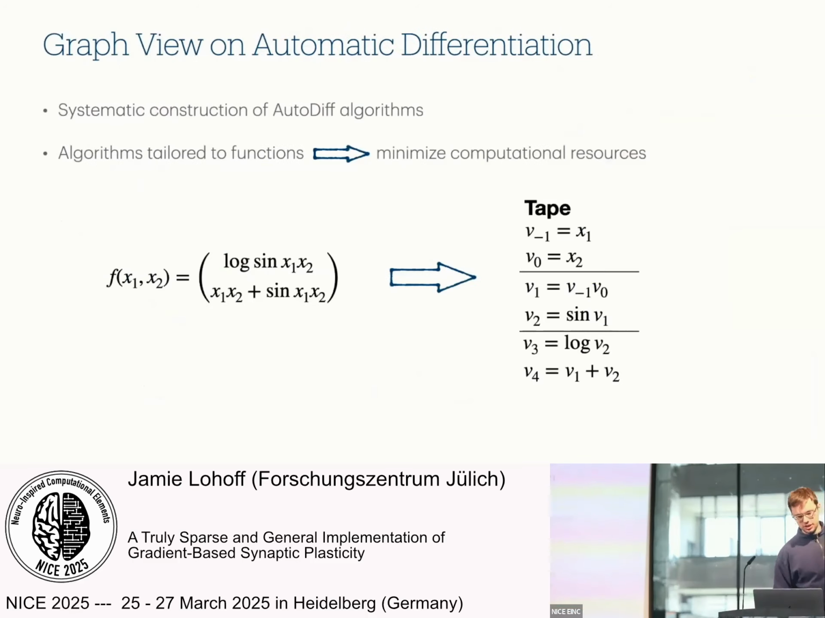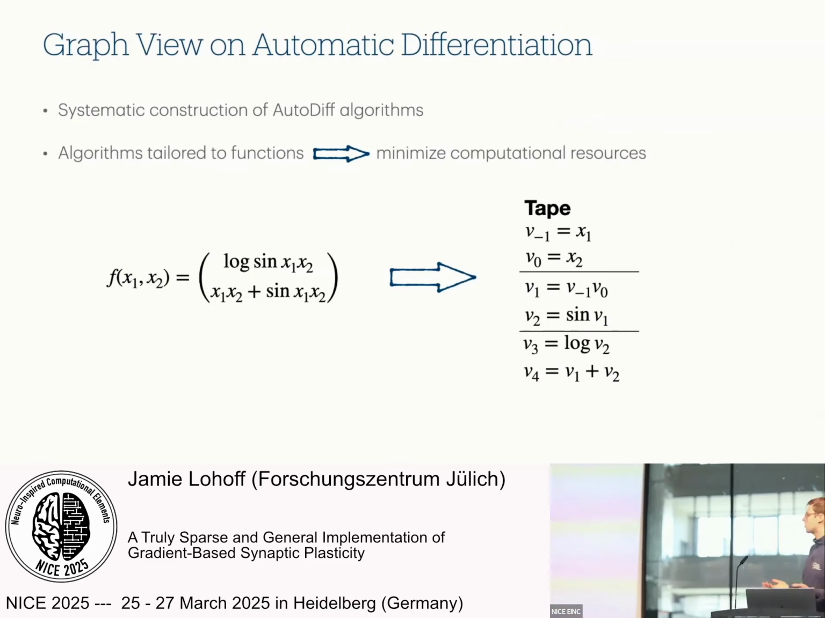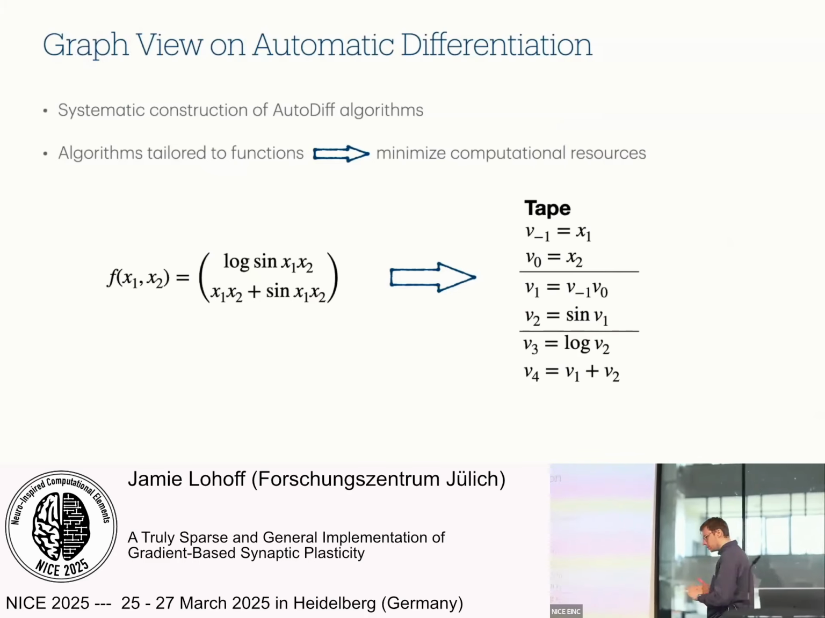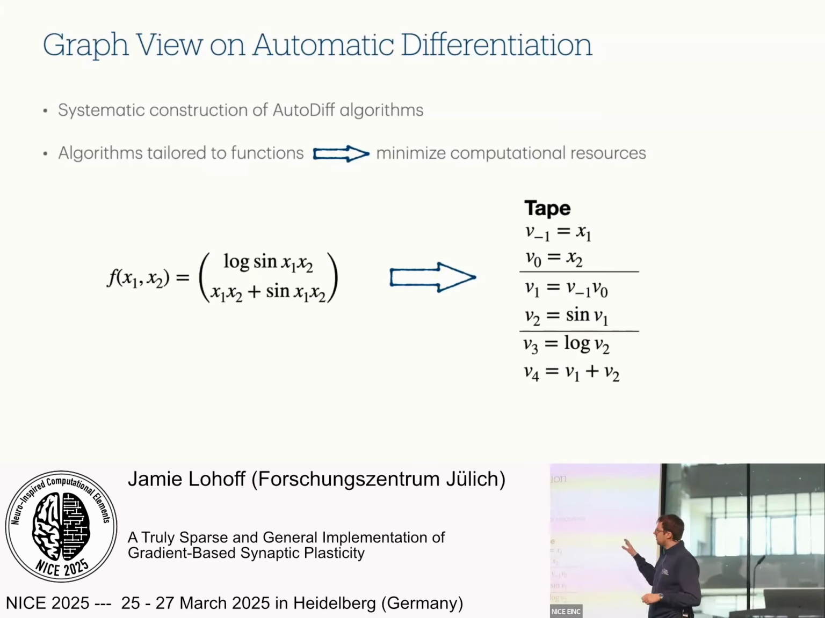So how does this work? I'm not going to talk about backprop here. I'm going to take a different view, one that is not very well known, but that can be very helpful for automatic differentiation, which is called the graph view. The graph view on autodiff has the advantage that it allows the systematic construction of autodiff algorithms. And it also allows you to tailor autodiff algorithms to functions so that you can, for example, save on resources like memory, compute, and so on.